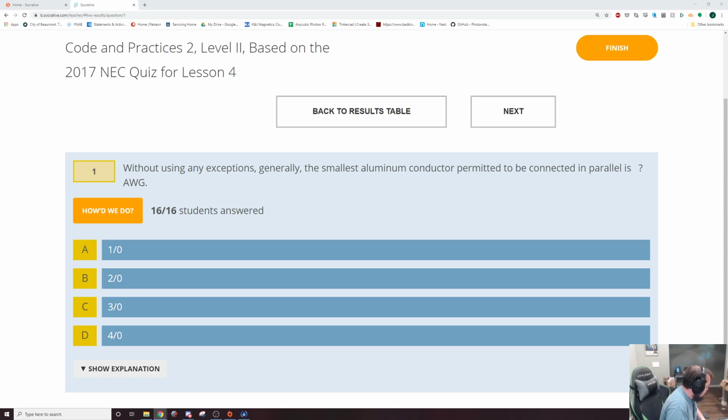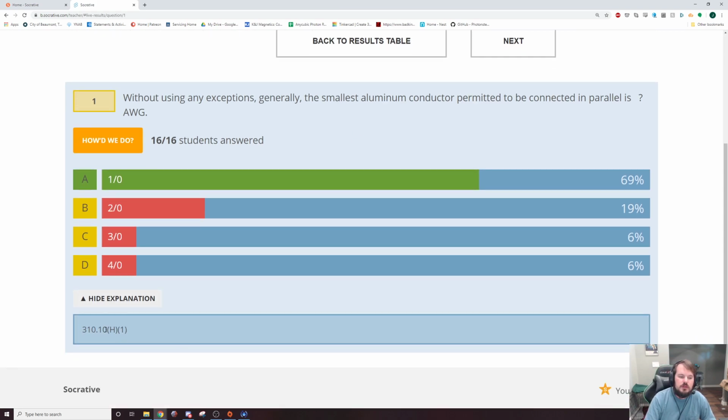Aluminum, copper-clad aluminum, or copper conductors for each phase, polarity, neutral, or grounded circuit shall be permitted to be connected in parallel, only in sizes 1/0 or larger. So that's 310.10(H). Oh, look, there it is.